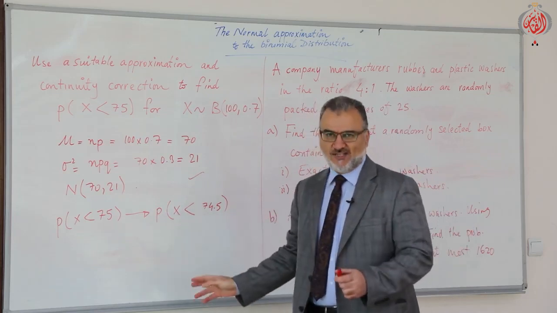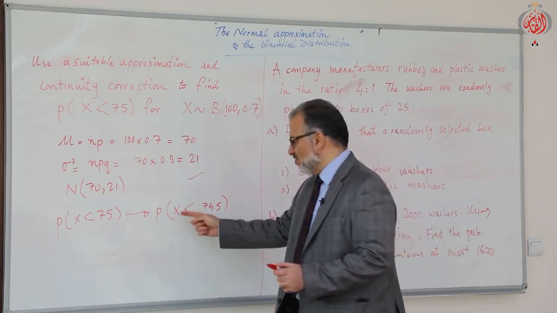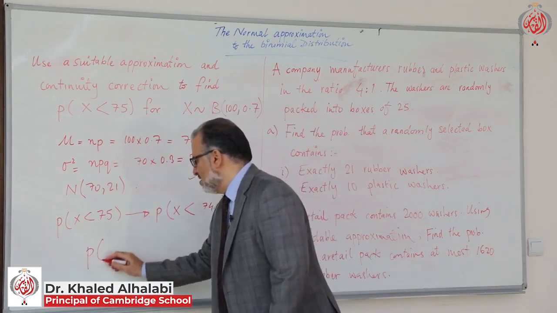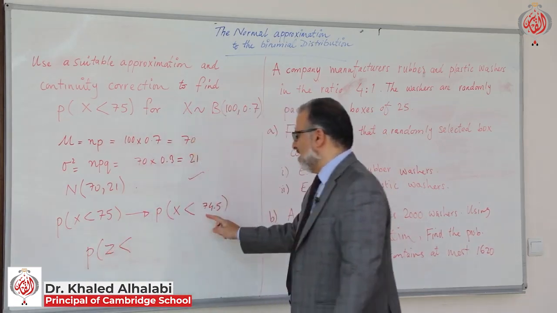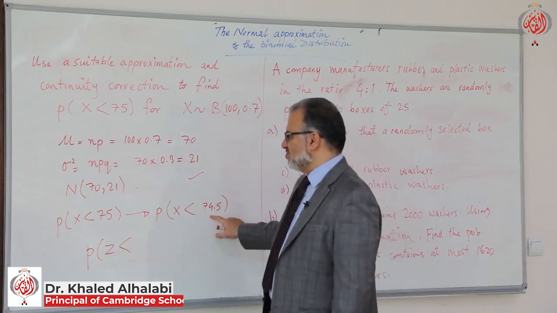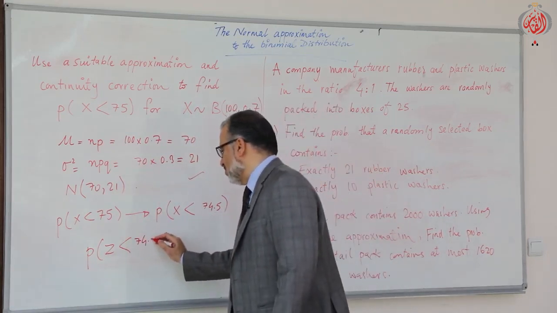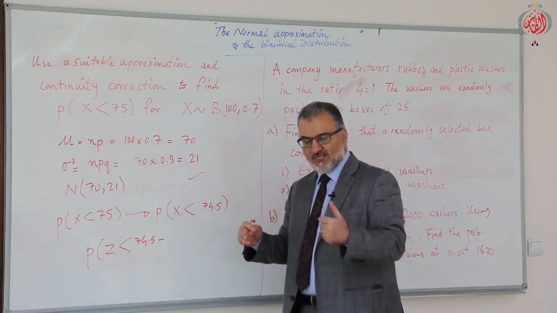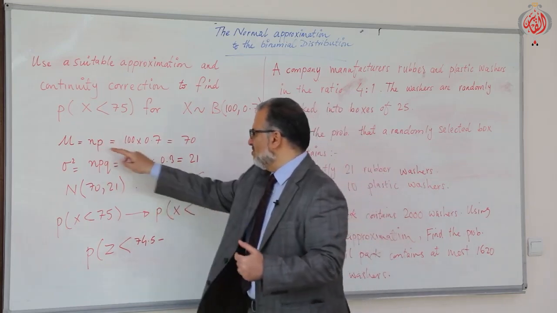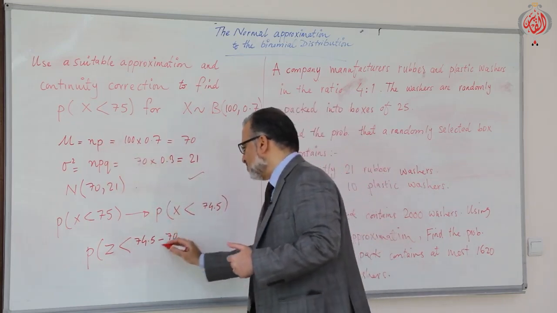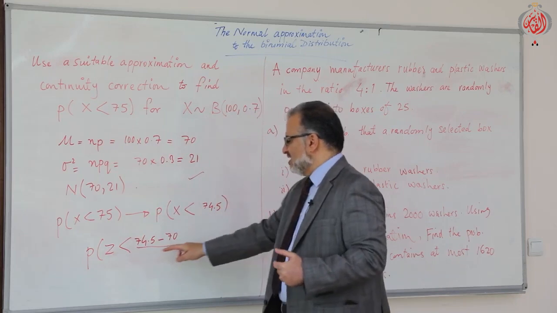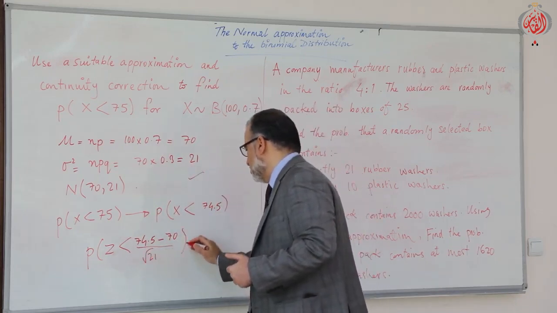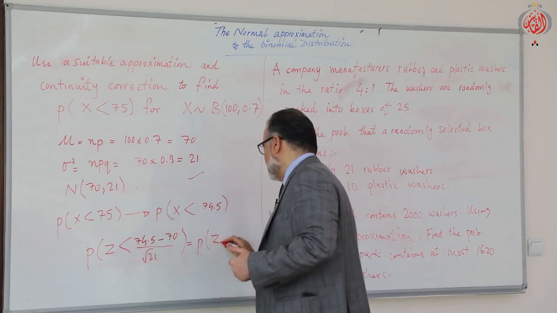Now this discrete random variable has been changed into a continuous random variable. But this is not a standard normal variable. So we have to go through the process of standardization, as we said, of z less than, how? This is x, so we will say 74.5 minus mu. What is mu? 70. Over sigma. Sigma is the square root of 21.